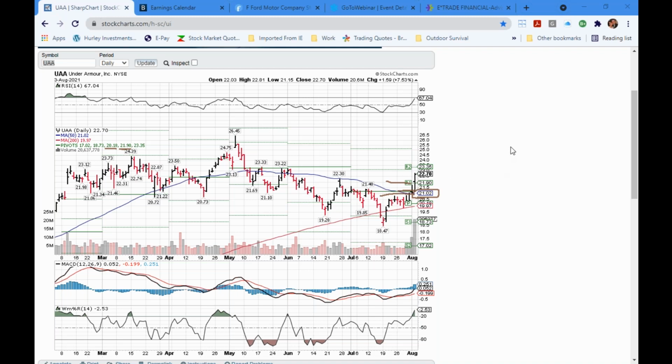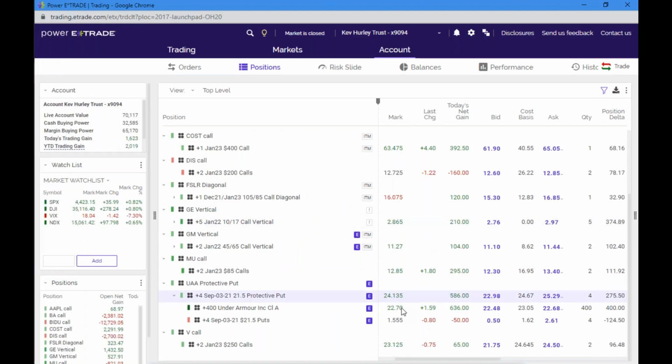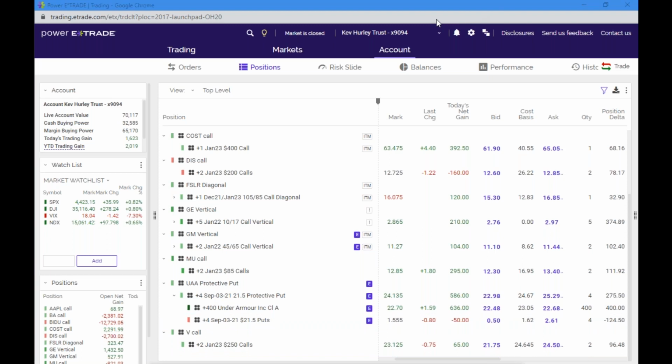Rich, you asked, what does the mark of 1.55 mean? Let me take a quick peek at what you're talking about. The mark is the most recent price that it was traded at. So $1.55 is the last price that this put traded at, which is currently just below our cost basis of 1.62. So that is what that mark price is.